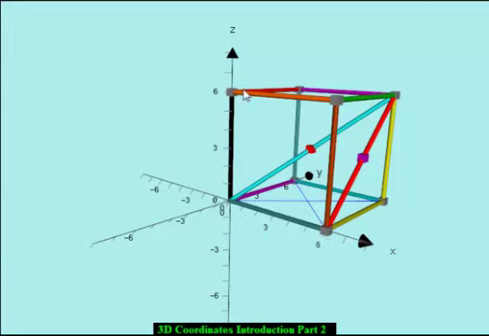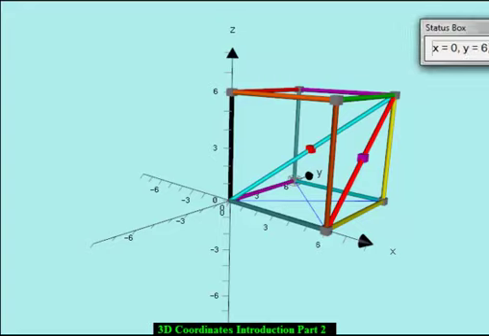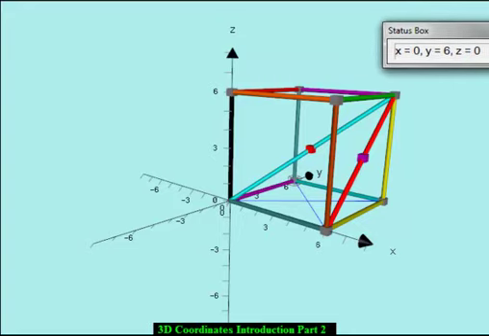What about this point here at the bottom? Well, we're not going in that direction. We're only going along the y-axis 6 units. We're not going up. So it's 0, 6, 0. Are you happy with that?